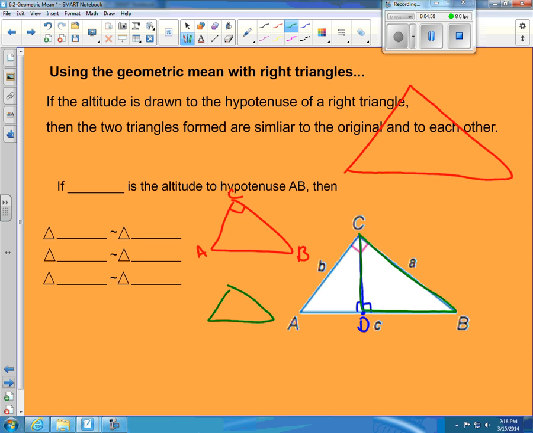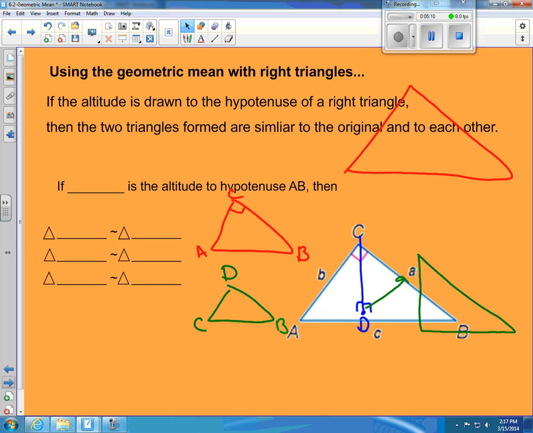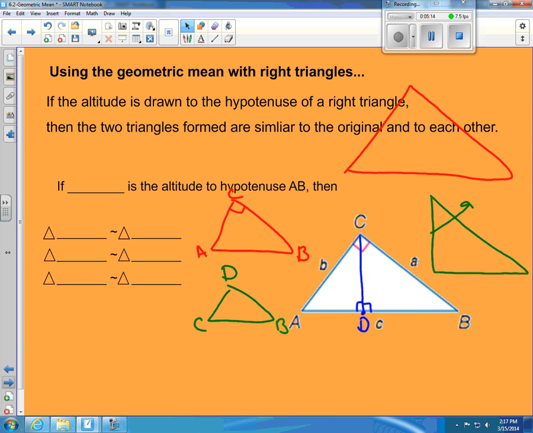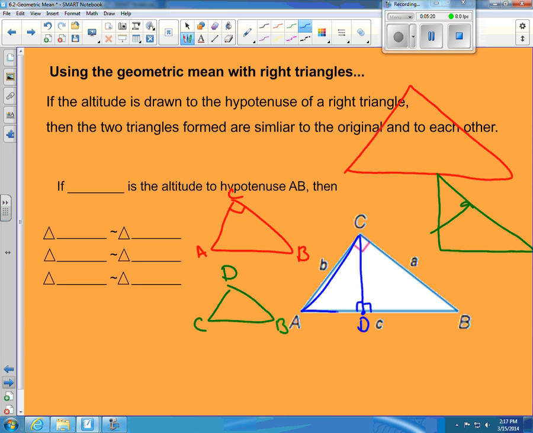So C and B now become our hypotenuse because it's across from the 90-degree angle. So I have C and B here and D on top. We'll move those out of the way. No, you triangles, stay there. We're going to move those out of the way. Then we have a small triangle formed right here.